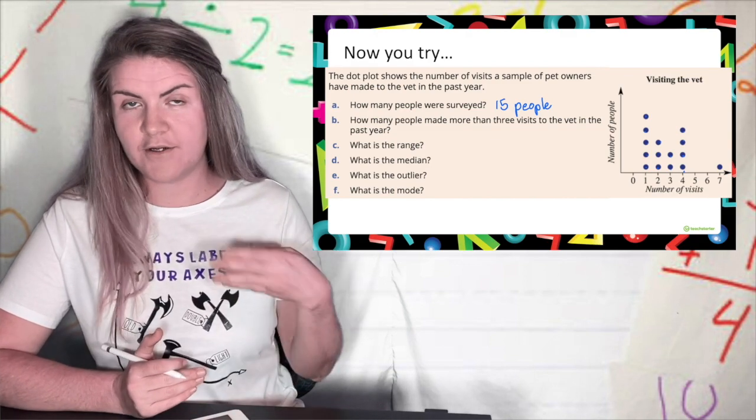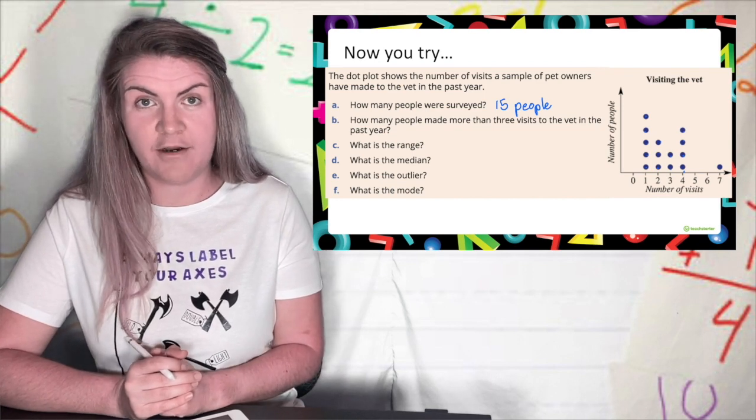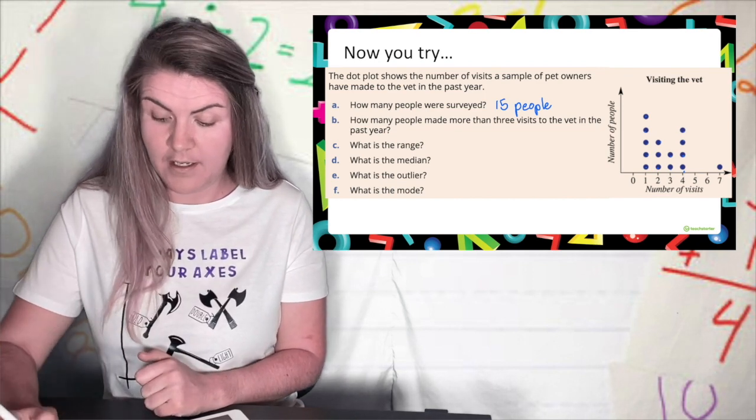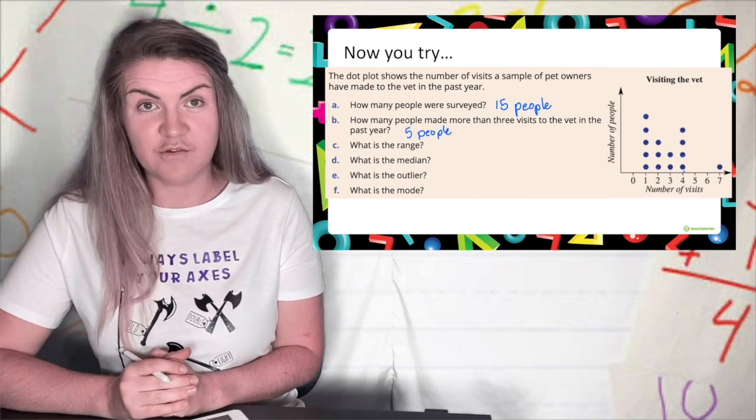B, how many people made more than 3 visits to the vet in the past year? More than 3 does not include 3 because it didn't say including. So I need to look how many dots are in any column higher than 3. So that's 1, 2, 3, 4, 5. 5 people.